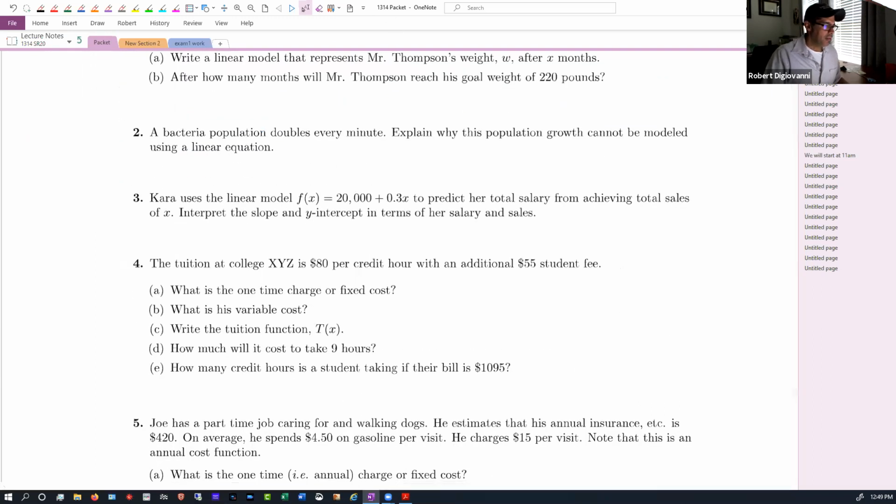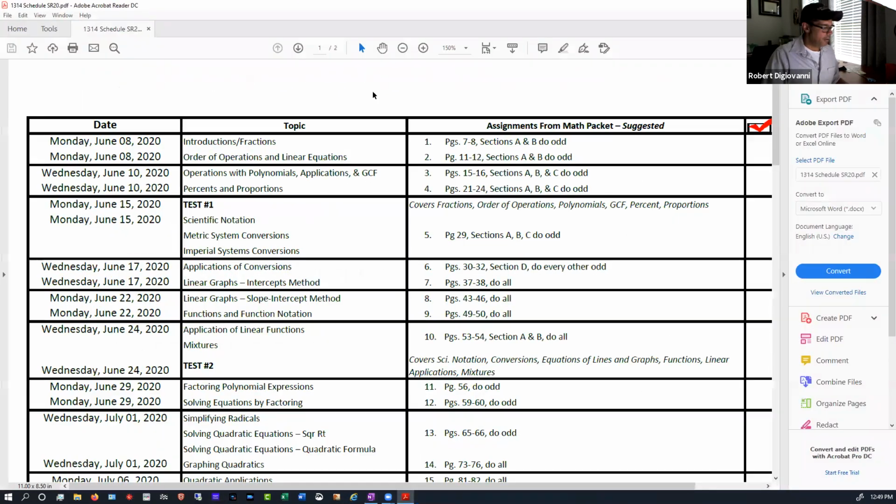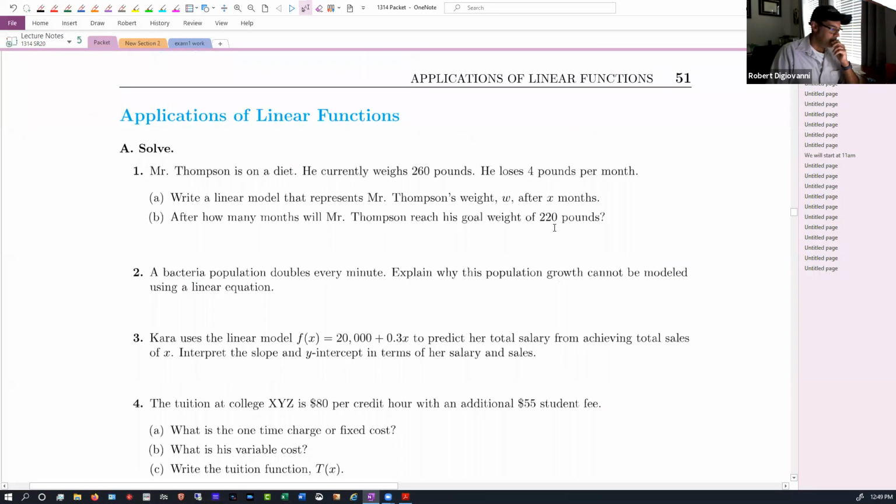Okay, let me just look real quick at how far we wanted to get today. Applications, yeah, I think we might be able to get through this. Okay, applications of linear functions. All right, so this is where can we use linear functions in the real world to help us solve problems? So let's read this first one.